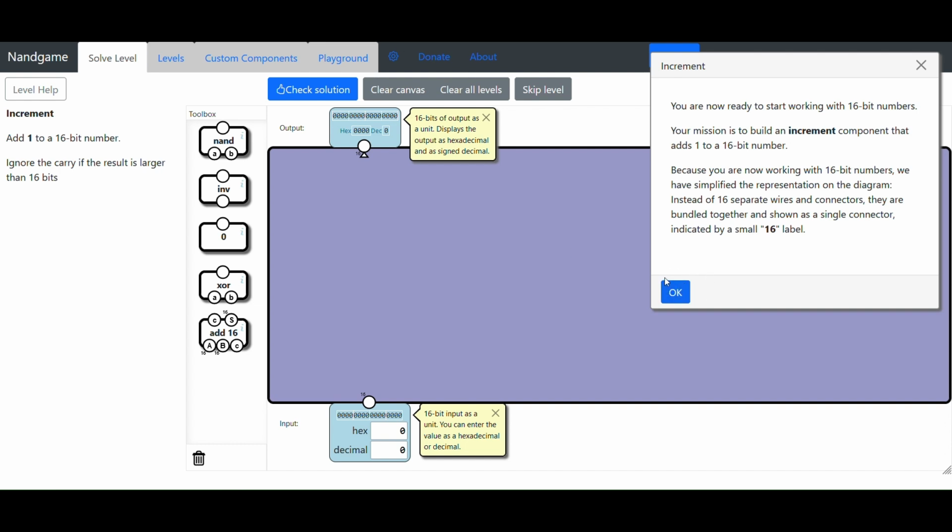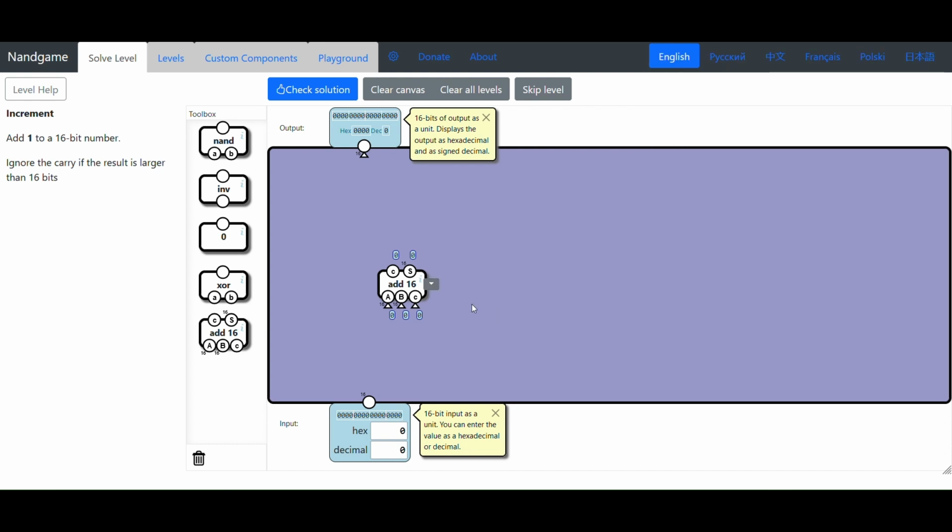So now working with our 16-bit numbers, we're building an increment component that adds 1 to the 16-bit number. And they've simplified it for us, thankfully. Kind of curious to see what the, oh no, they don't give us an option to see all the individual adders there. That would have been neat. Okay, that's easy enough here. So we're adding 1 to a 16-bit number, and we're ignoring the carry if the result is larger than 16 bits.